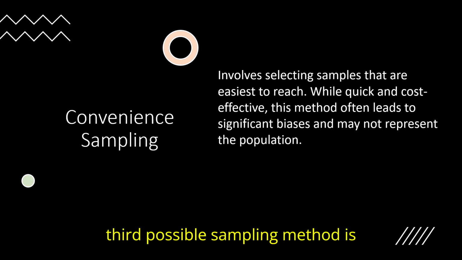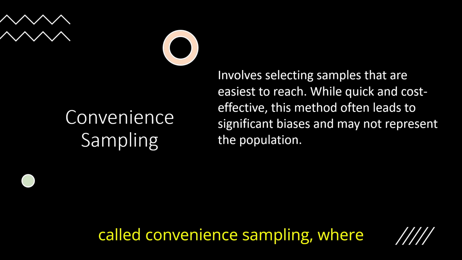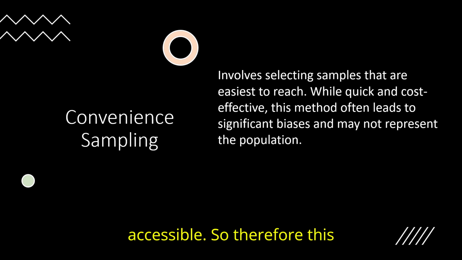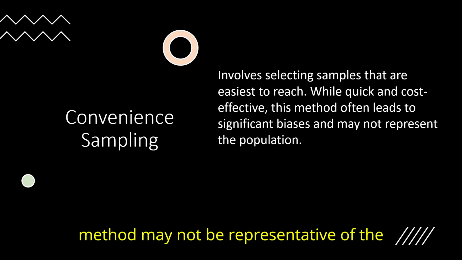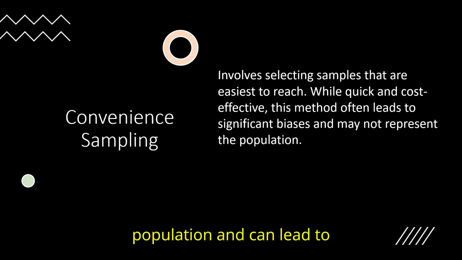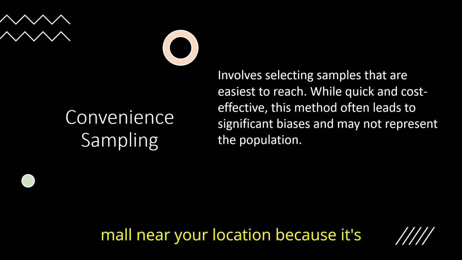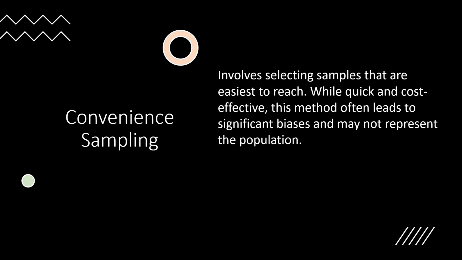The third possible sampling method is called convenience sampling, where we use individuals who are easily accessible. Therefore, this method may not be representative of the population and can lead to biased results. An example of it is surveying people at a shopping mall near your location because it's convenient and you can easily get the data.